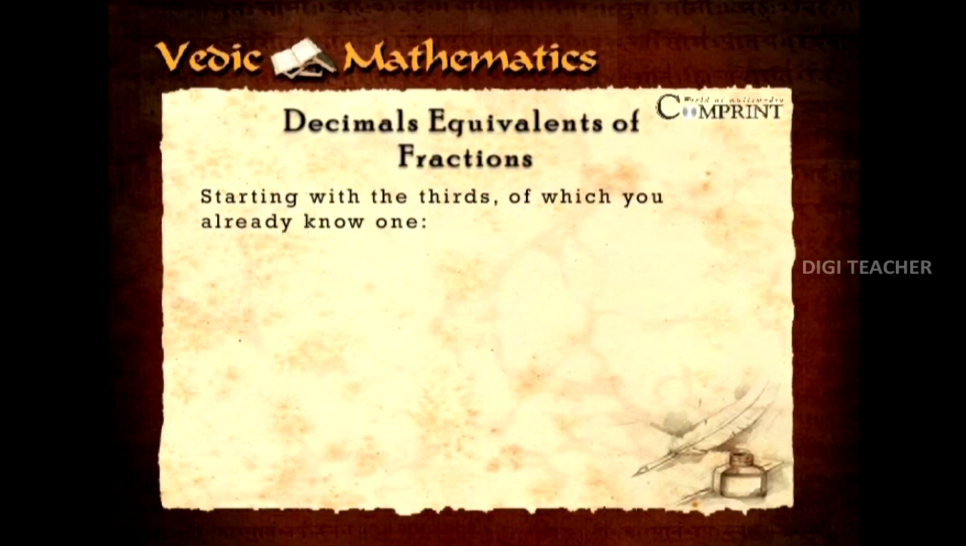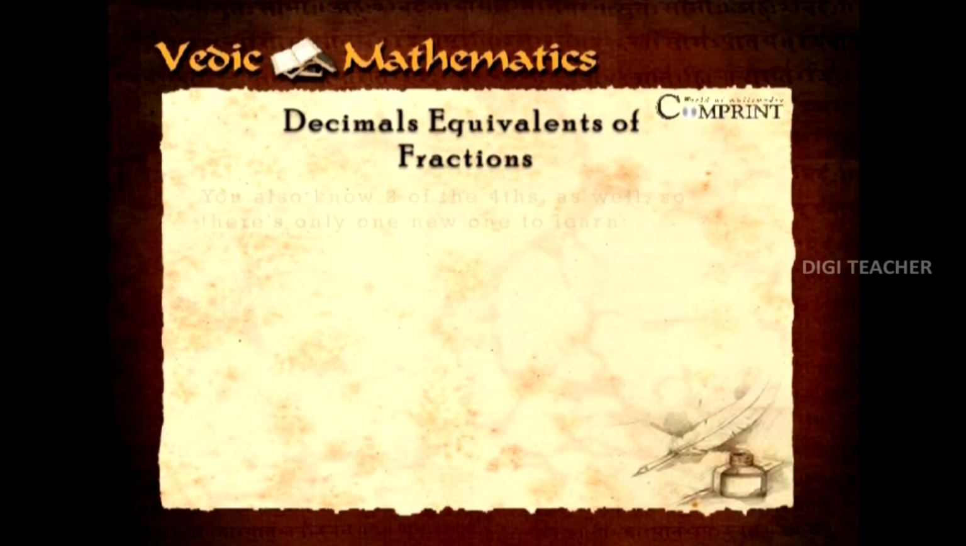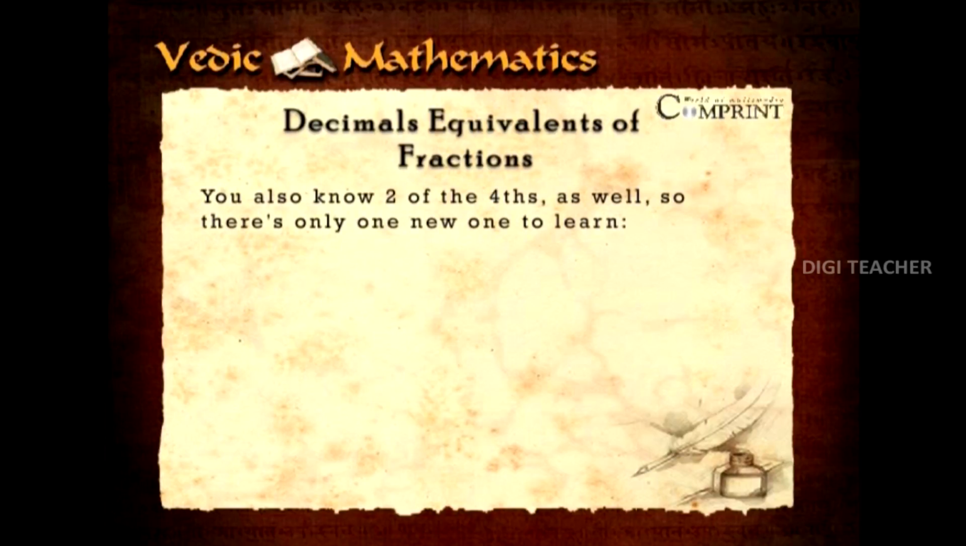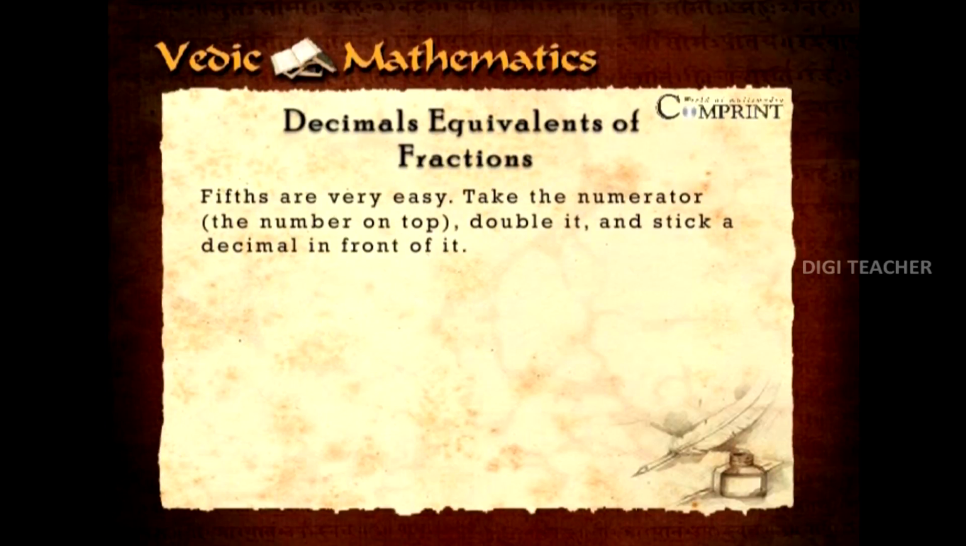Starting with the thirds, of which you already know 1, 1/3 equals 0.333 and so on, or 2/3 equals 0.666 and so on. You also know 2 of the fourths as well. So, there's only one new one to learn. 1/4 equals 0.25, 2 by 4, which is equivalent to 1 by 2, which equals 0.5, and 3/4, which equals 0.75.